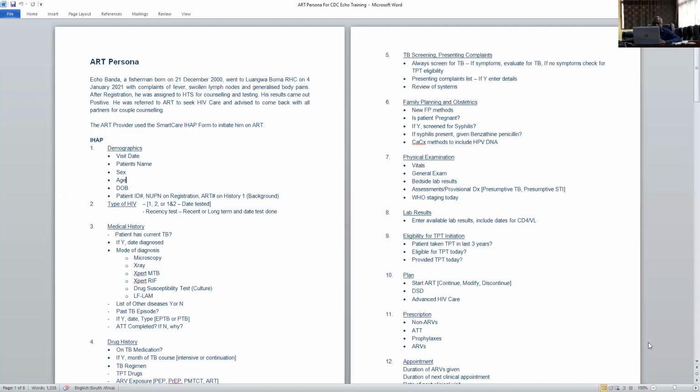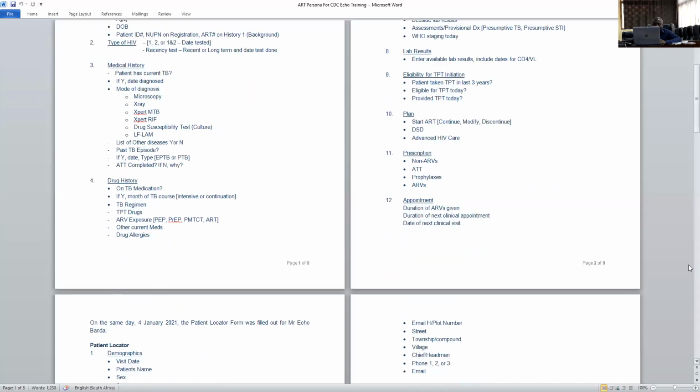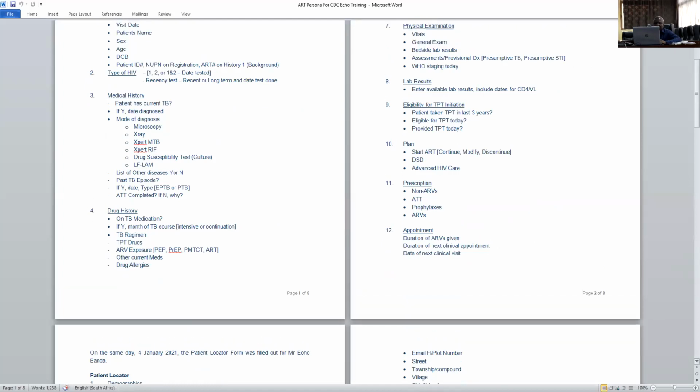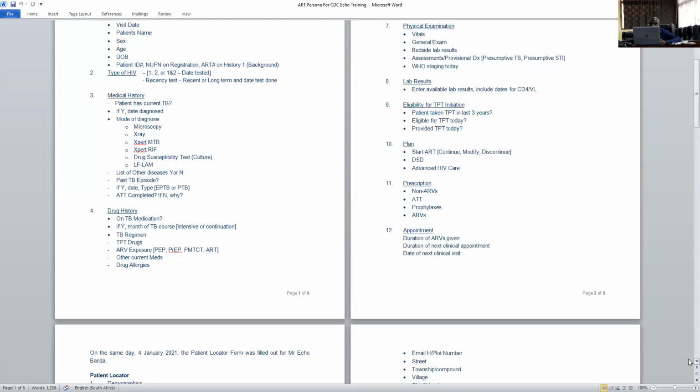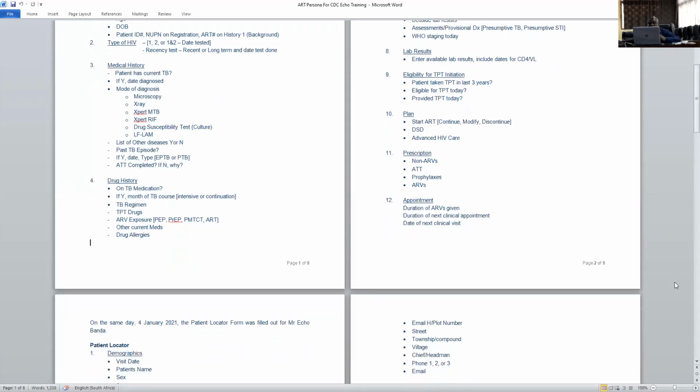So the ART provider used the SMARTCARE IHAP form to initiate him on ART. Down here, there are the parameters that we have already gone through: the demographics, the medical history, the type of HIV, the medical history, the drug history. Just move on. Drug history on the right.